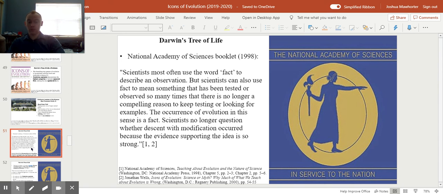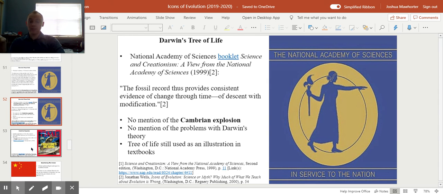scientists no longer question whether descent with modification occurred because the evidence is so strong. The problem is, and they write this booklet, the National Academy of the Sciences booklet, Science and Creationism, a view from the National Academy of the Sciences in 1999, says the fossil record thus provides consistent evidence that change through time, of descent with modification.